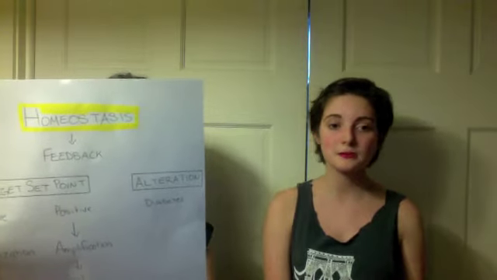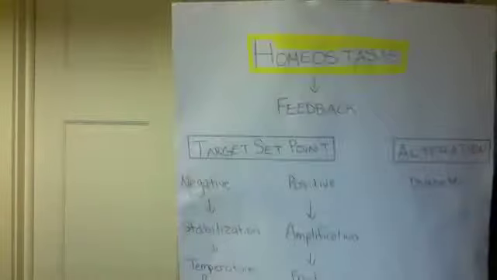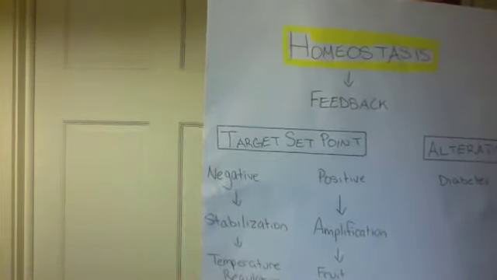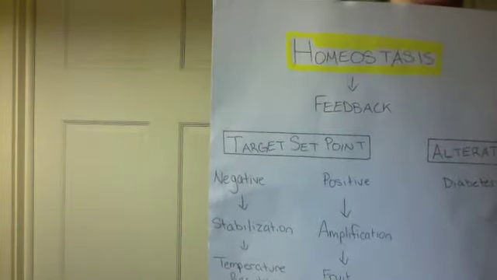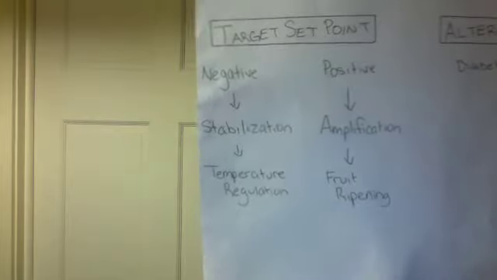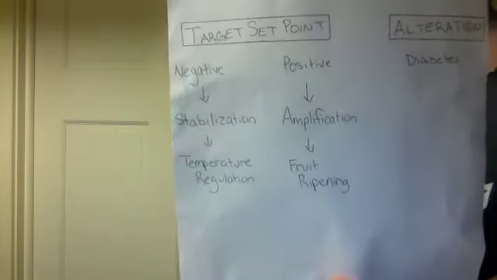In simple terms, it is a process in which the body's internal environment is kept stable. The goal of homeostasis is to maintain the target set point. For example, in humans, a target set point is to stay at 37 degrees Celsius. In a negative feedback loop, you go above and below the set point but try to stabilize. An example of this would be temperature changes.